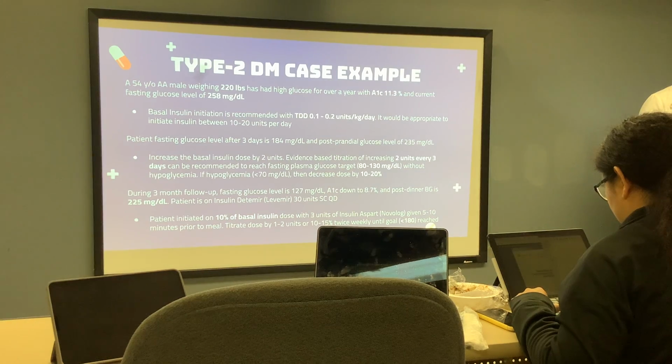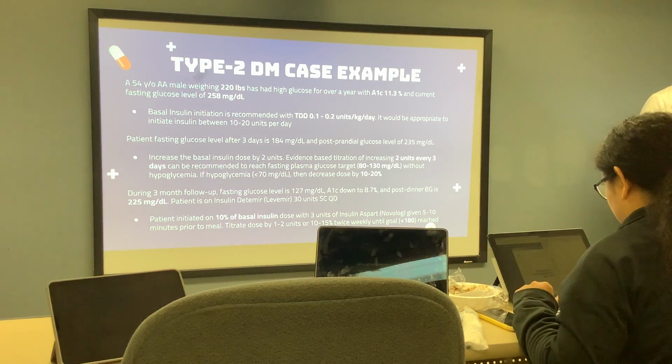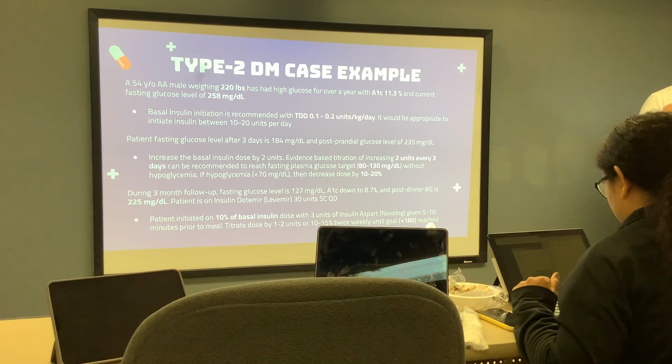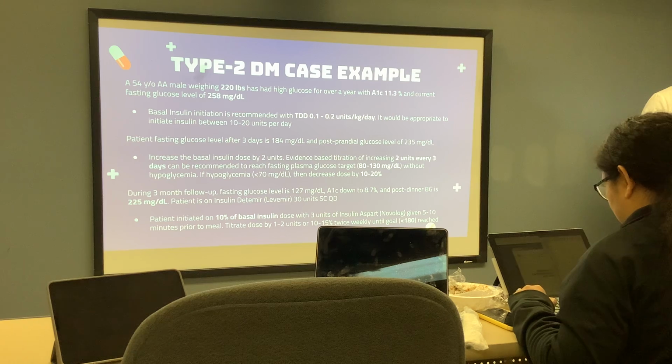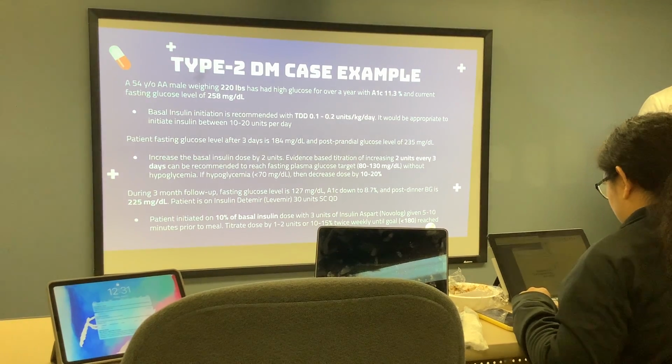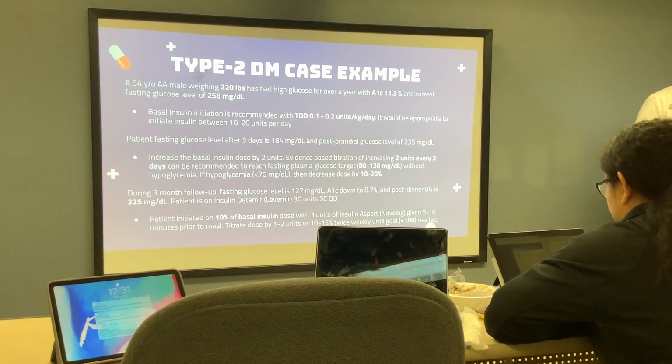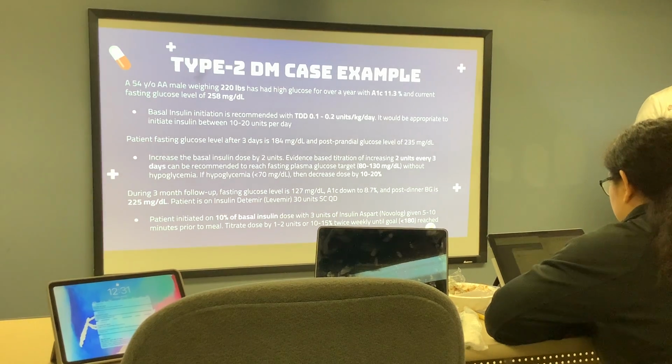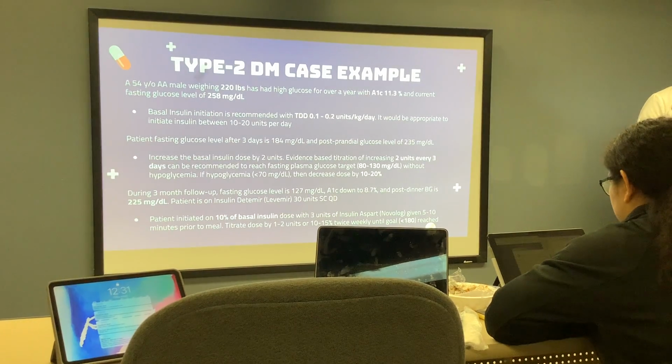We can start the prandial insulin at 10% of the basal insulin dose. So if the patient is injecting 30 units of the basal insulin, then we can initiate 3 units of prandial insulin, like insulin aspart, given 5 to 10 minutes prior to the meal. And we can also titrate the dose of the prandial insulin by 1 to 2 units twice weekly until we reach the target goal of less than 180 milligram per deciliter.